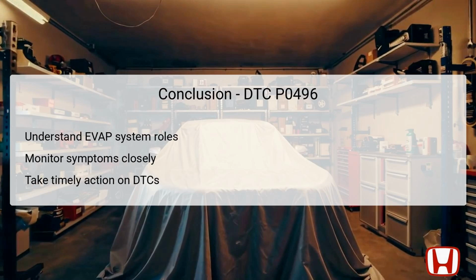In conclusion, understanding the role of the EVAP system and its components, such as the purge valve and FTP sensor, is vital for effective diagnostics. Recognizing symptoms associated with the P0496 code, including engine light illumination and poor performance, allows drivers to take timely action. Following a structured troubleshooting process ensures that the underlying issues are accurately identified and addressed. Emphasizing preventive maintenance further safeguards against future DTC occurrences.